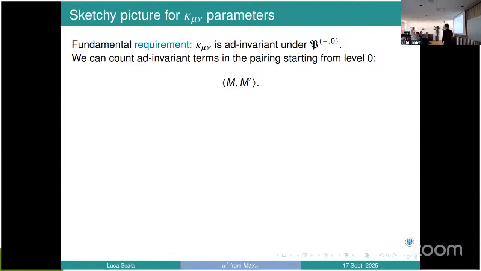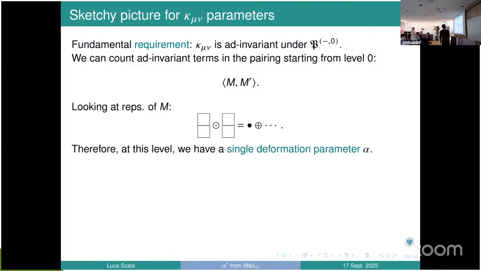Level 0 is just Lorentz. So you take the pairing of Lorentz with Lorentz. What happens? We learned how to do representation of this Poincare infinity, and so we can look at representation of M. This is a symmetric product between representation of M with representation of M. If you do this product, you obtain a dot and something else. And the dot, of course, is the AD invariant term here. So we have a single potential deformation parameter at level 0.